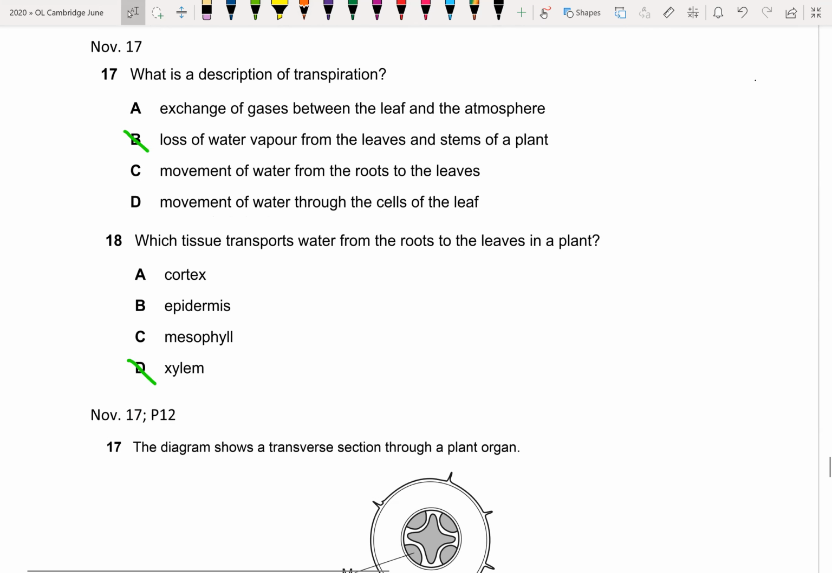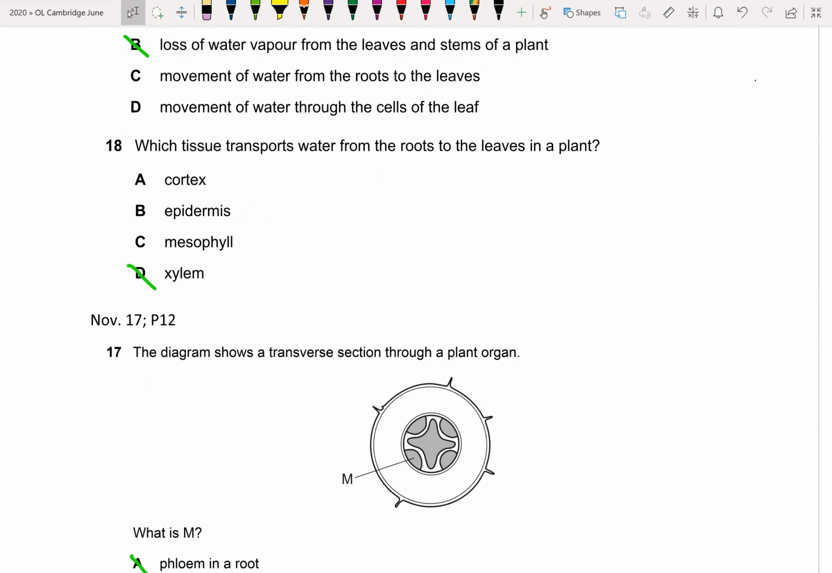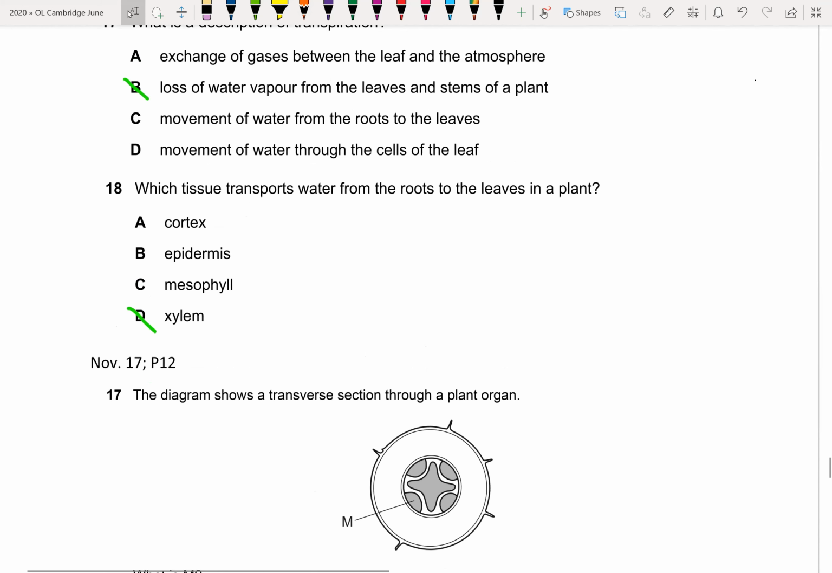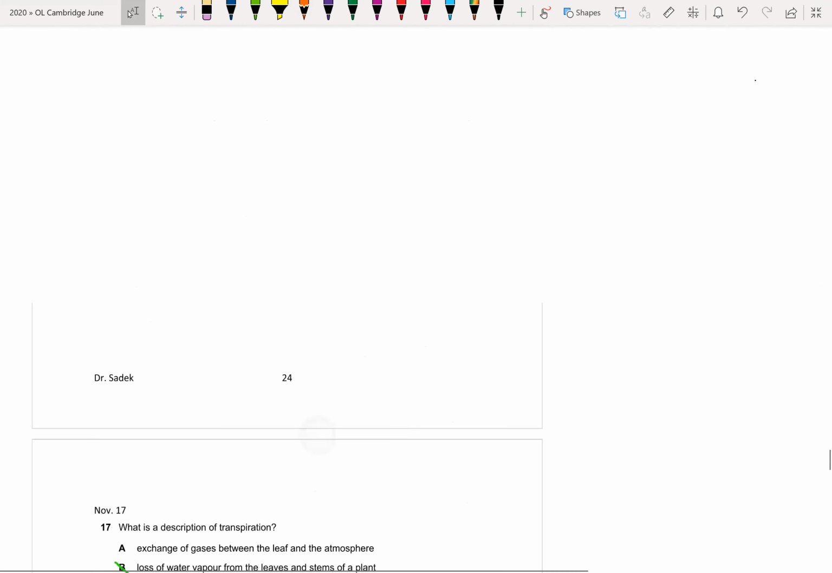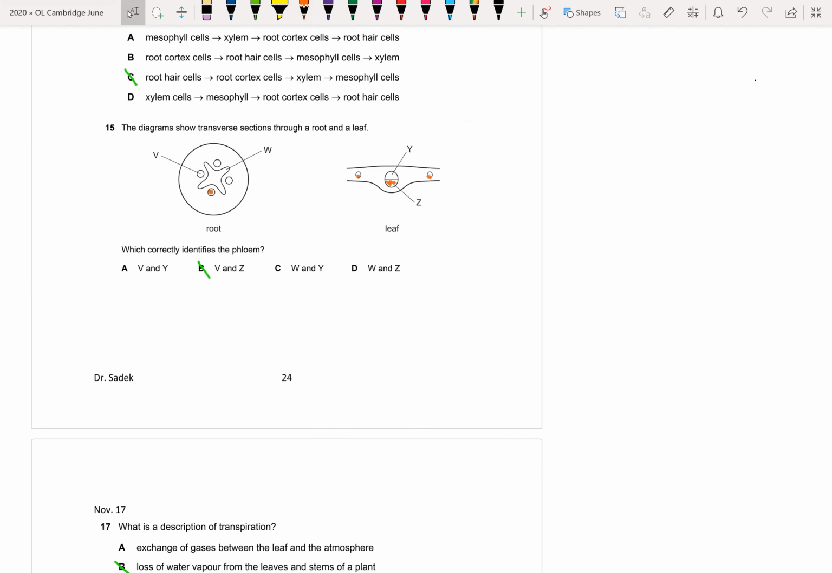Which tissue transports water from the roots to the leaves in a plant? It is xylem. Xylem tissue. Miss, the answer for 15? B. Okay, Miss.